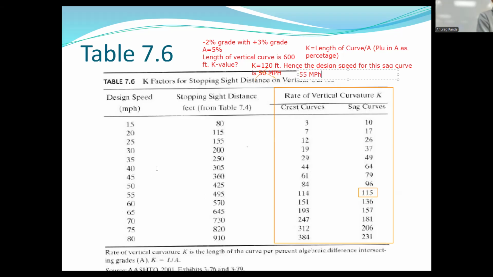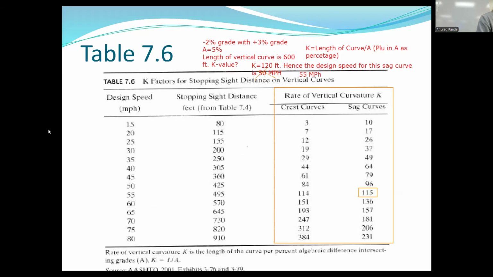So if you only had this table, you'll still be able to solve all the sight distance problems that are going to show up in the test. So don't go looking for table 7.4 and say, hey, professor, you didn't give us table 7.4, because whatever you need from table 7.4 is here. Okay. All right.